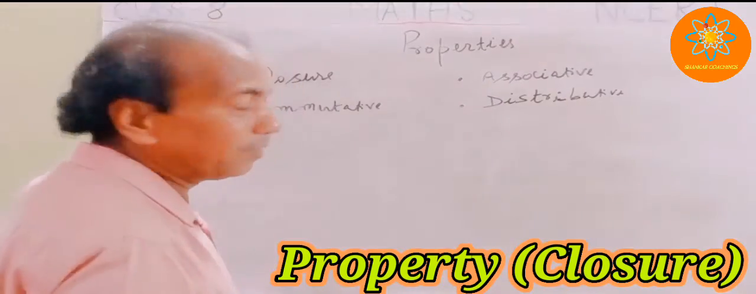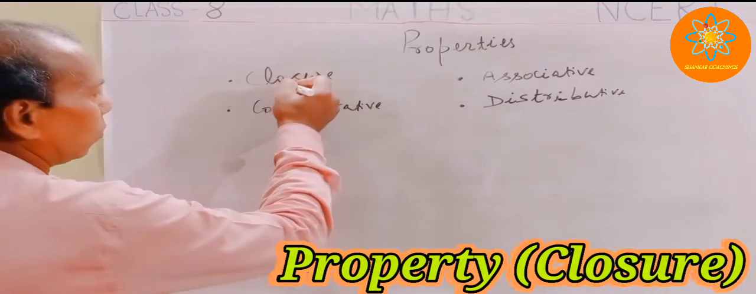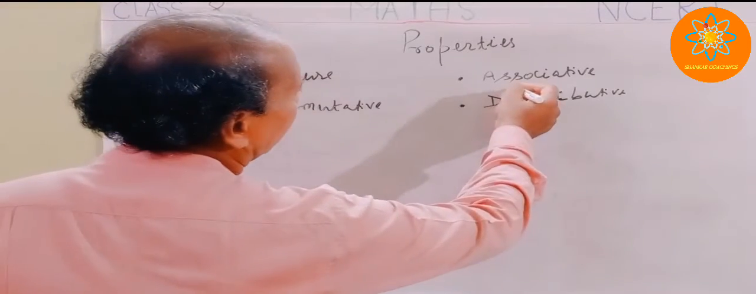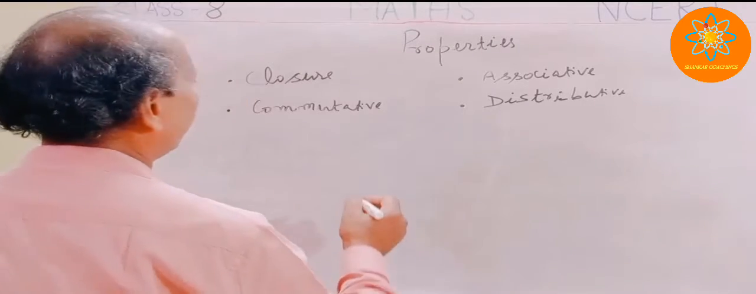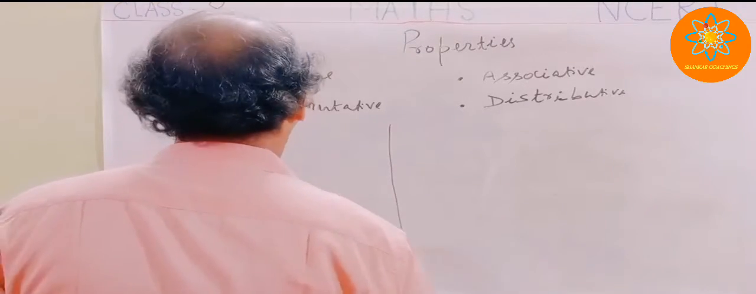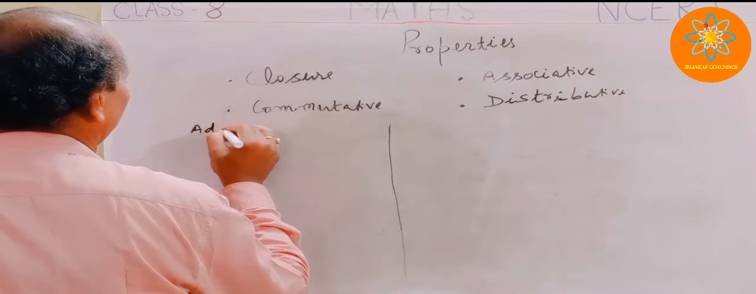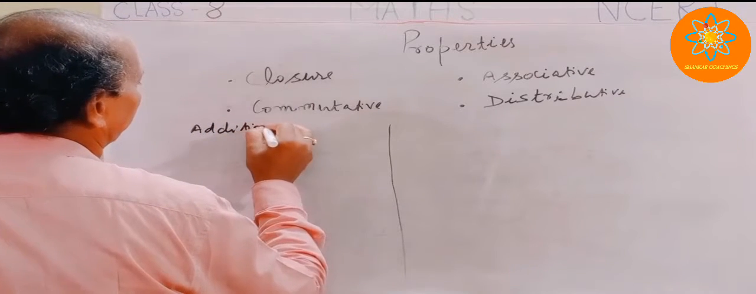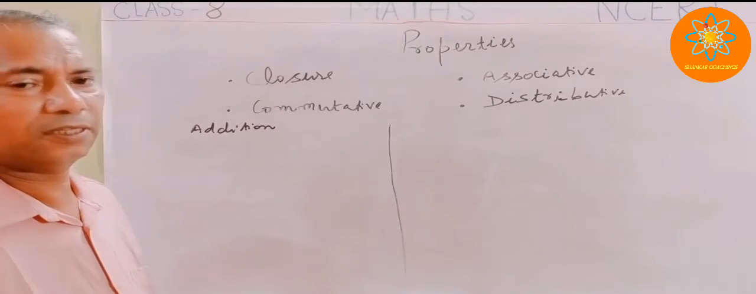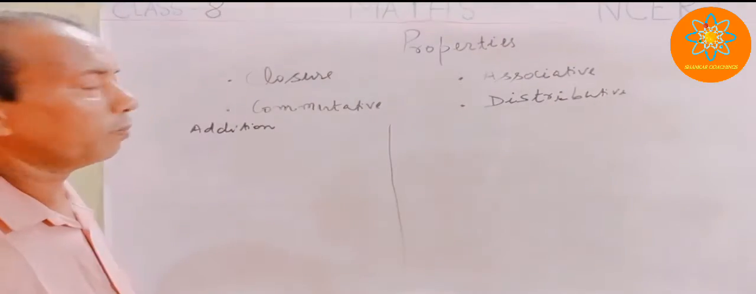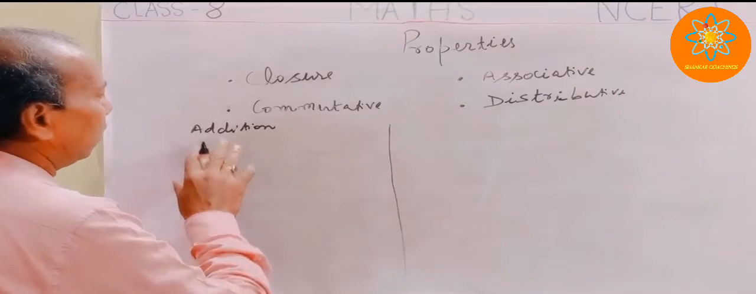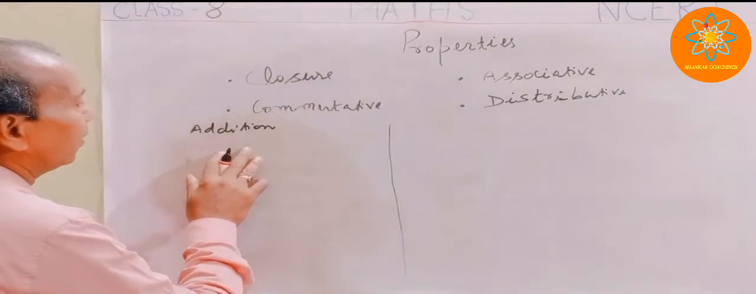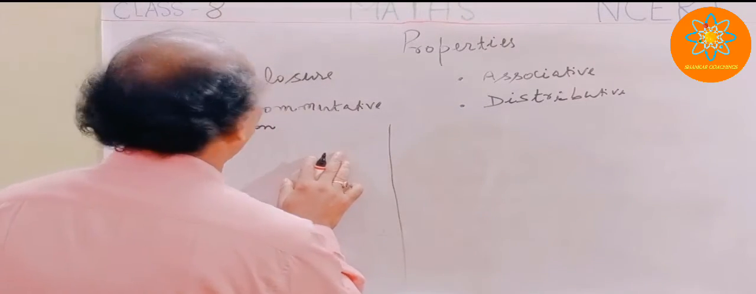Now we will see the properties. In the properties we will discuss one by one: closure, commutative, associative and distributive. I am starting with the addition. In the addition case, what do we mean by the closure property? It means we have two rational numbers. Now, if I add them and I get a rational number, that means what?